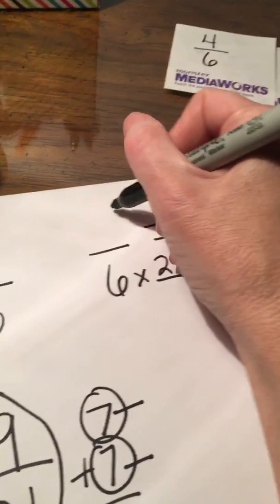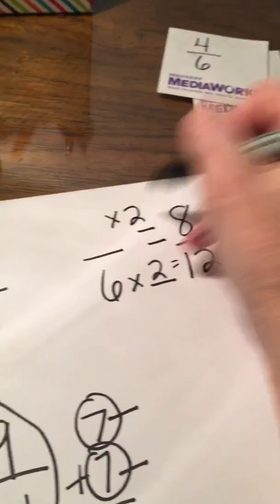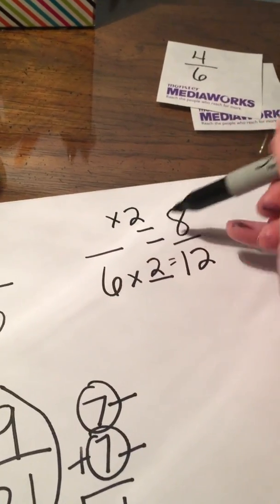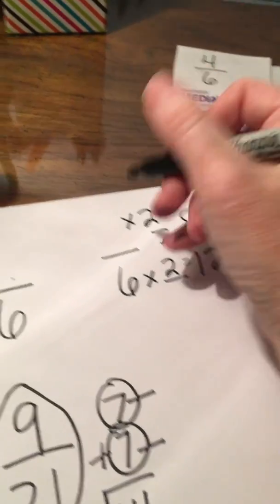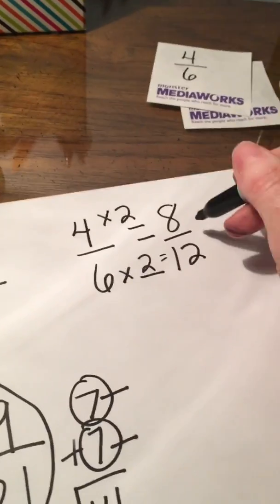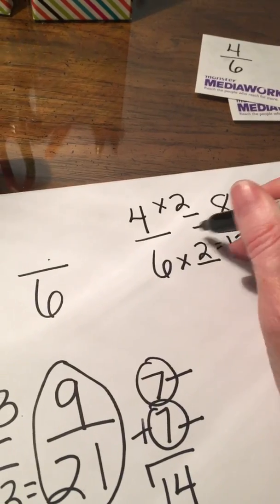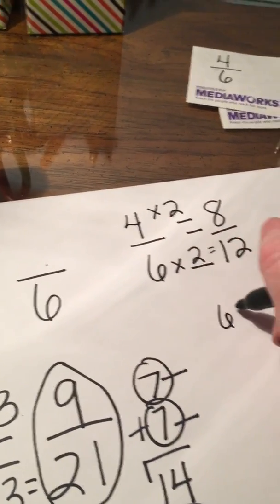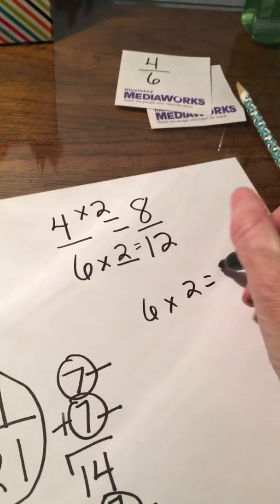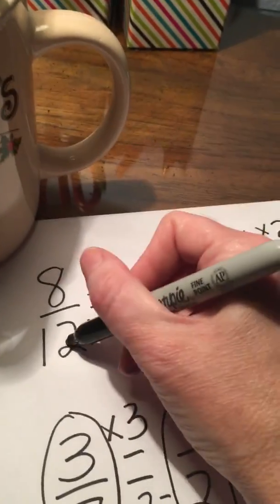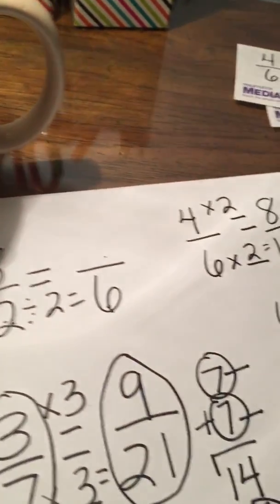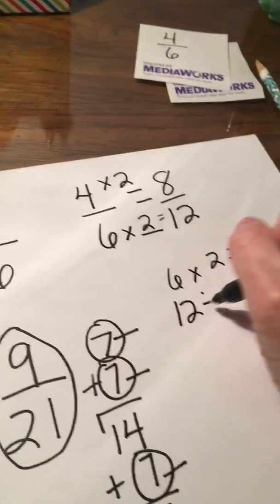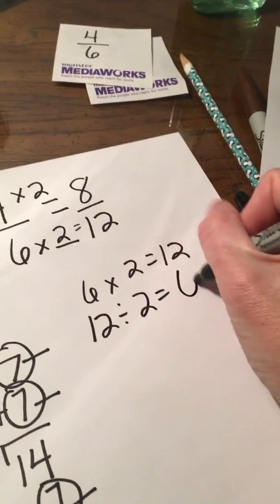So on the top, I can do the same thing. Blank times 2 equals 8. I know that 4 times 2 equals 8. So I can check it with my division. We have 6 times 2 equals 12. That's my fact family. So I have the 12 and the 6, so 12 divided by 2 equals 6. That's part of my fact family.